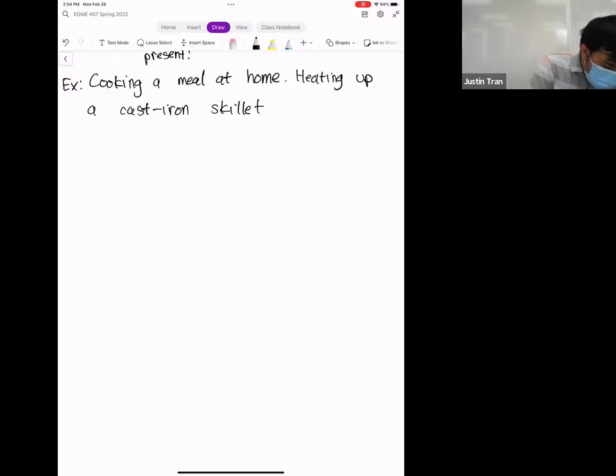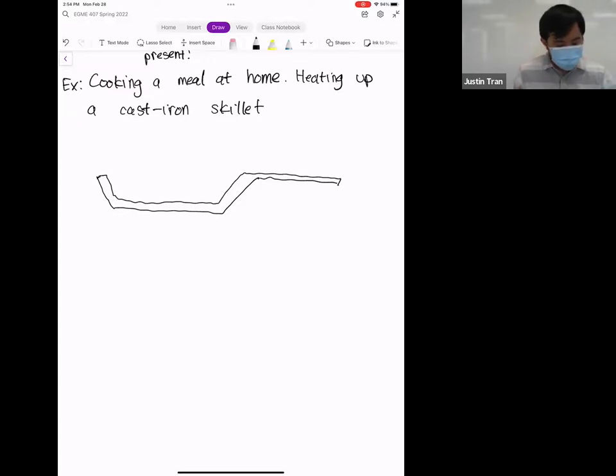All right, so the cast iron skillet looks something like this. You draw a handle on here. So let's say the handle is like this. Of course, you can kind of fill this. All right, and to heat up your cast iron skillet, of course, you're going to put it on the stove, and the stove is going to heat your cast iron skillet from the bottom, right?